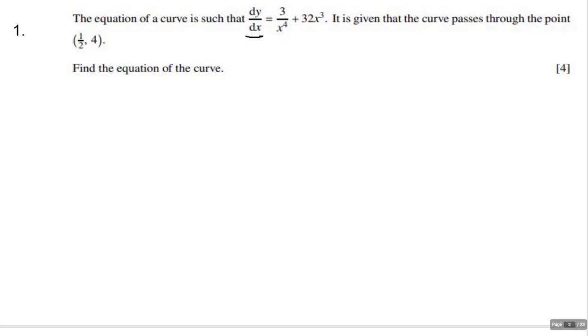My first step is going to be to rewrite this. It says dy over dx, that's how I know this is a derivative. I'm going to go ahead and rewrite this now. It's the same thing, still a derivative, but it's going to be 3x to the negative 4, plus 32x to the third.